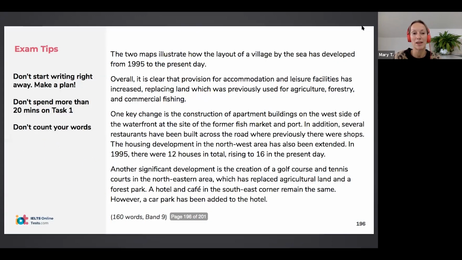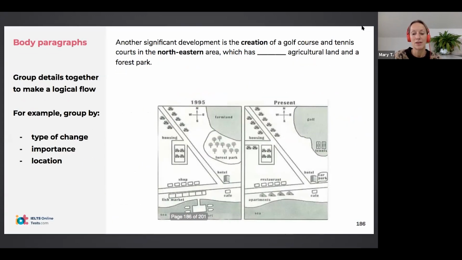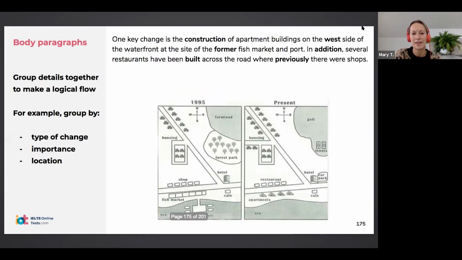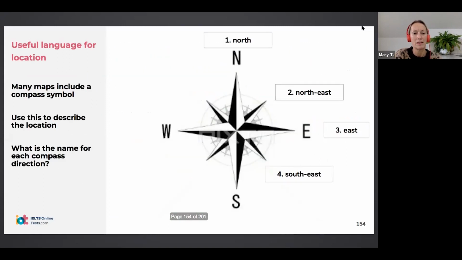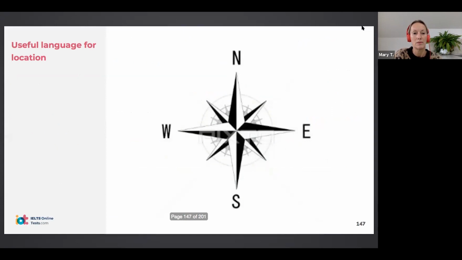So I'm just going to go back and put those up. I think you wanted to see the verbs, didn't you? Let's put those up.